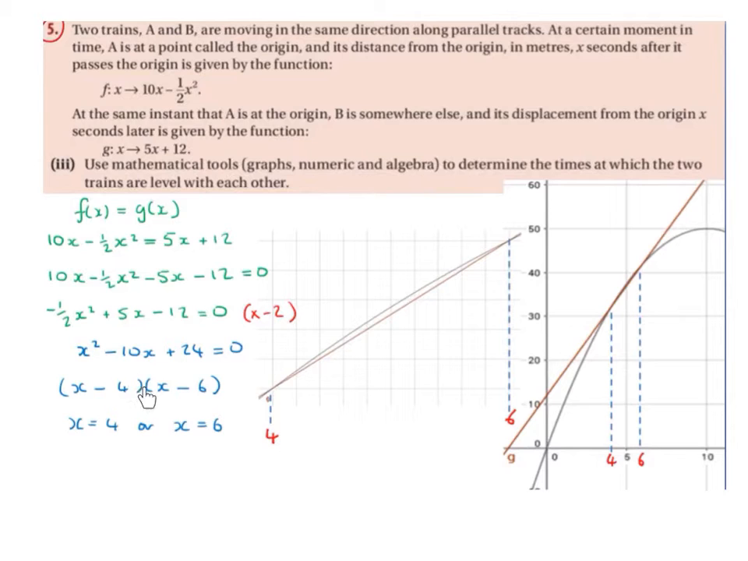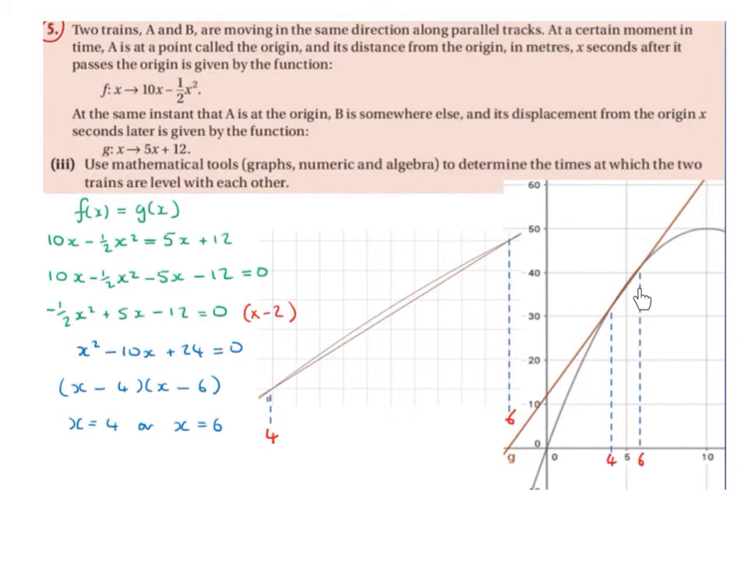Factorising, we get x minus 4 times x minus 6. Solving, we get x is equal to 4 and x is equal to 6. So if we were to draw out our graphs and have a look at the points of intersection. So remember, this is our g function, this is our linear function, and this is our f function. This is our curve.